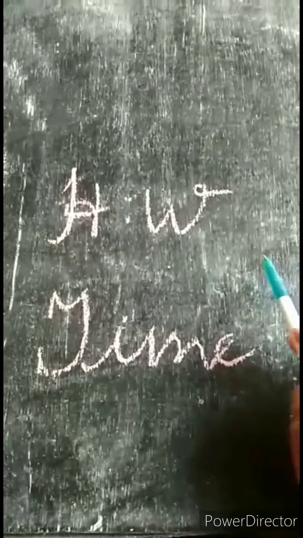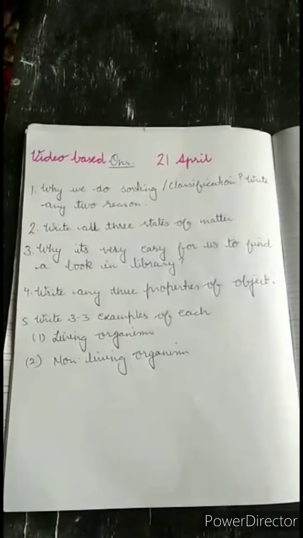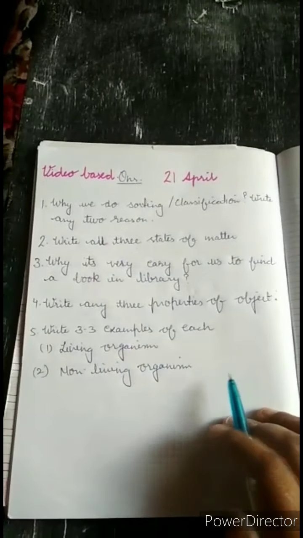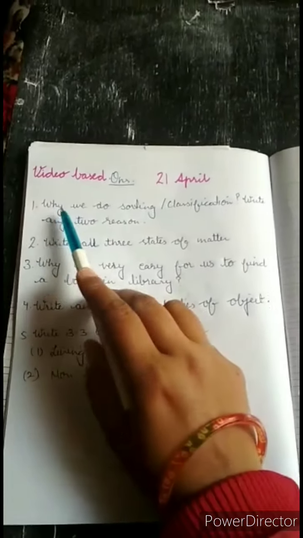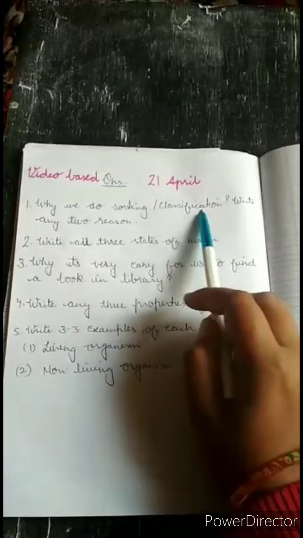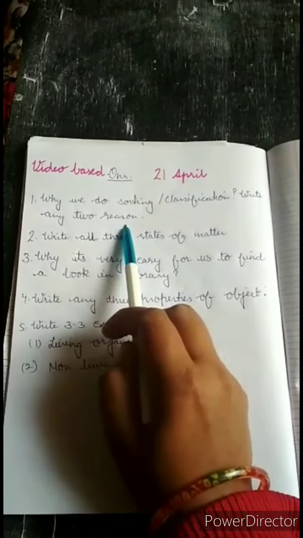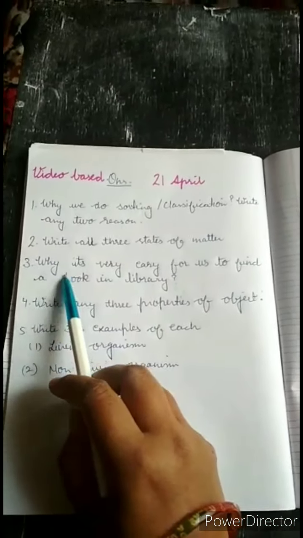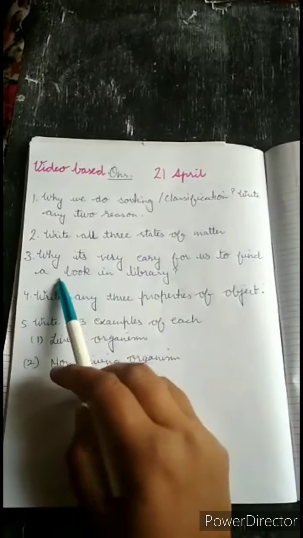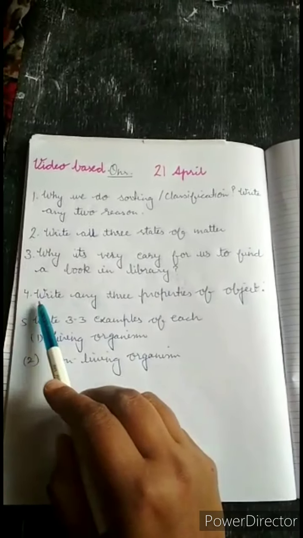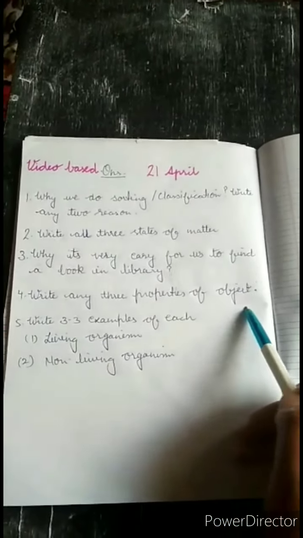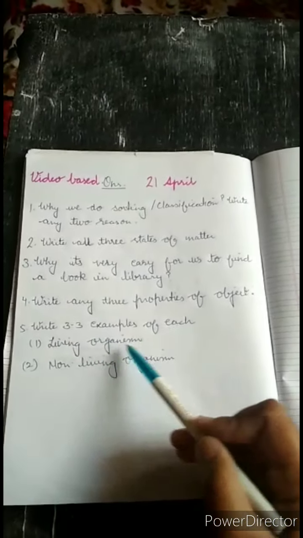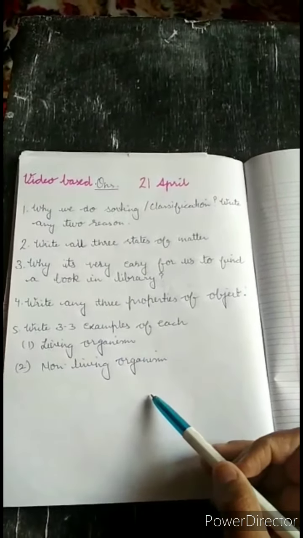So now the homework time. On the basis of today's and previous video, you have to solve these 5 questions. Number 1, why do we do sorting or classification? Write any 2 reasons. Number 2, write all 3 states of matter. Number 3, why is it very easy for us to find a book in a library? Number 4, write any 3 properties of objects. Number 5, write 3 examples of each: number 1, living organism and number 2, non-living organism.